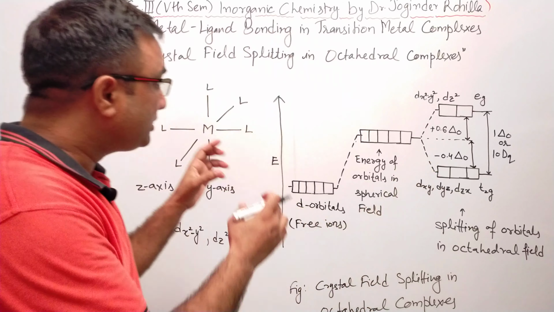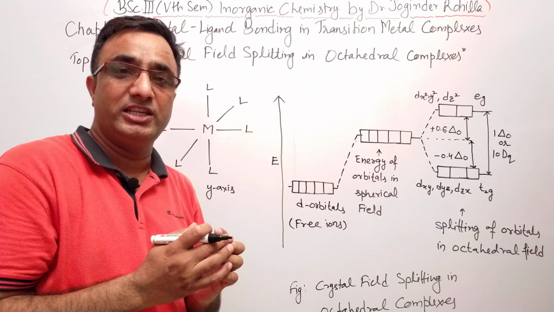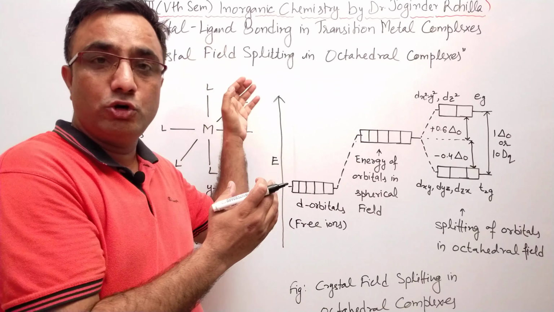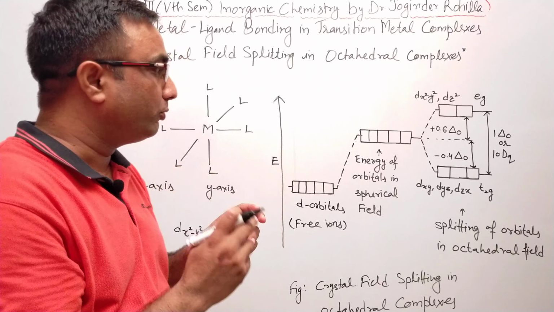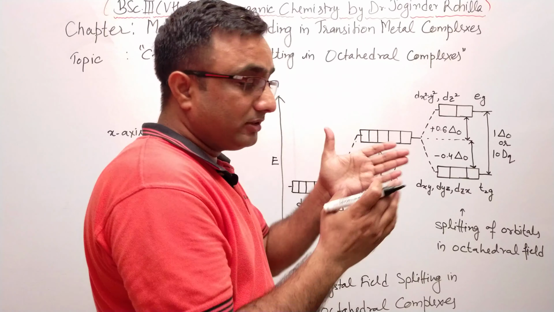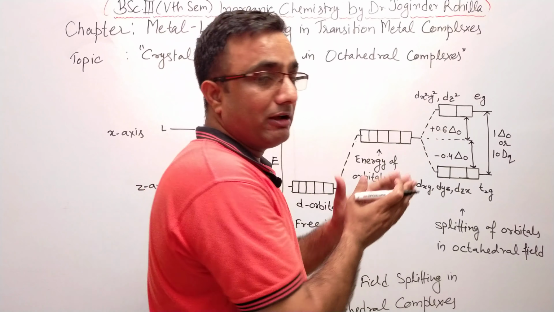These 3 orbitals, whose electron density is in between the principal axes, have less interaction in comparison to the Eg orbitals, those 2 sets of orbitals. So in octahedral complexes, the degeneracy of the d orbitals gets split into two energy levels.